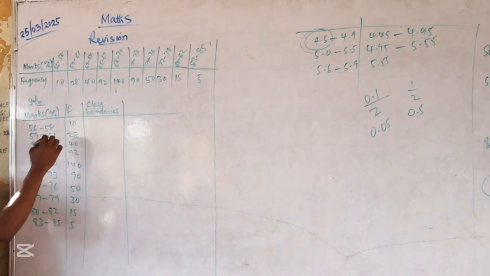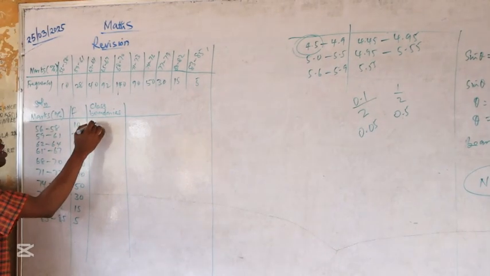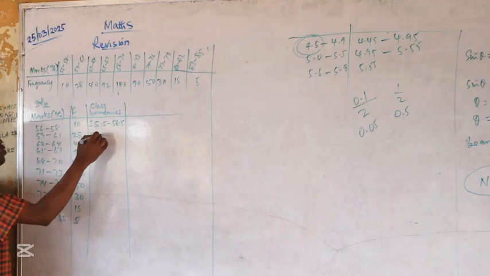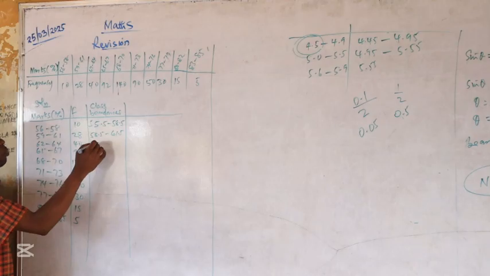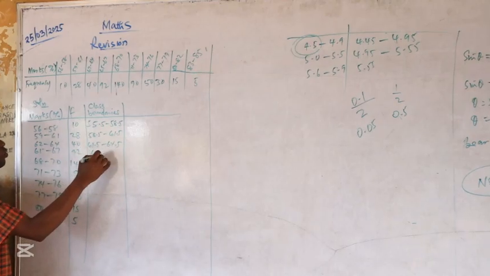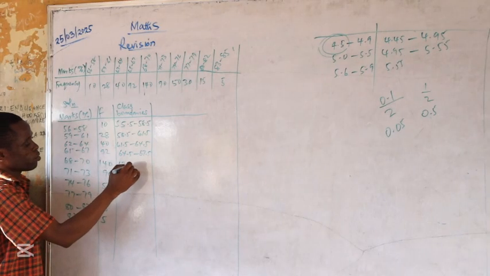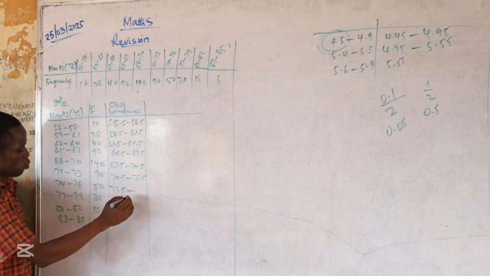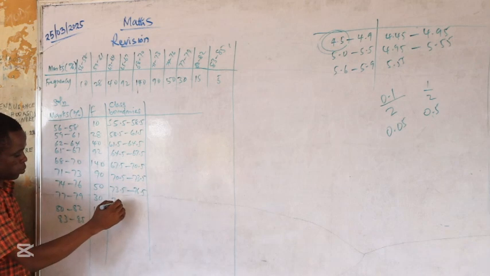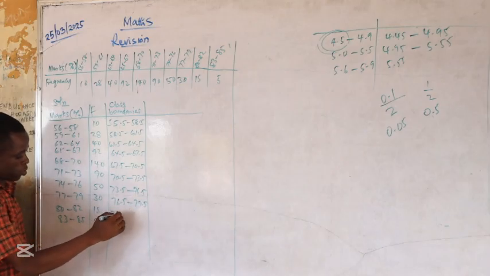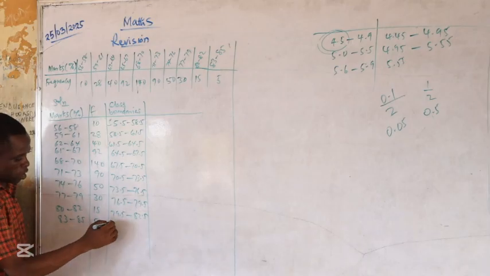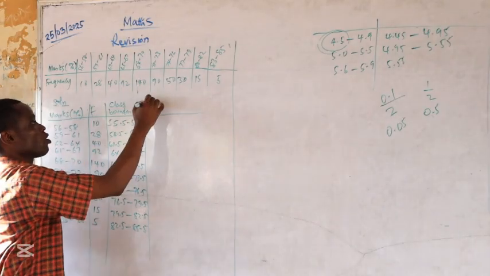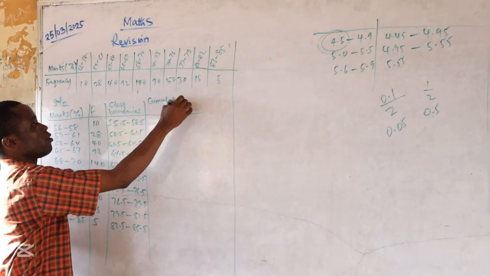So, this is now 55.5 to 58.5, 58.5 to 61.5, 61.5 to 64.5, 64.5 to 67.5, 67.5 to 70.5, 70.5 to 73.5, 73.5 to 76.5, 76.5 to 79.5, 79.5 to 82.5, 82.5 to 85.5. That's how to do it. Then you now get what is called cumulative frequency.